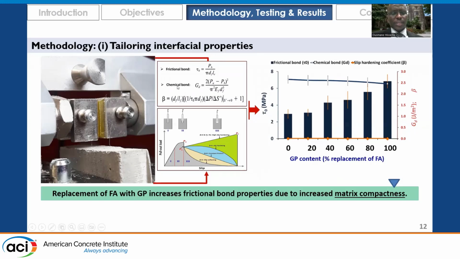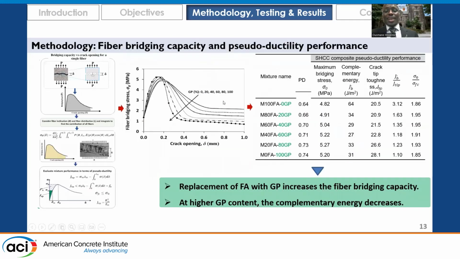Here you can see the chemical bond, the frictional bond, and so on. You can see that the addition of ground glass from 0 to 100% has increased the frictional bond. This increasing frictional bond is a direct consequence of the higher compactness that we saw in the previous slide, and higher compactness leads to higher tightness of the interfacial zone. As a result of this higher compactness, higher tightness, and higher frictional bond, we ended up having higher bridging capacity.